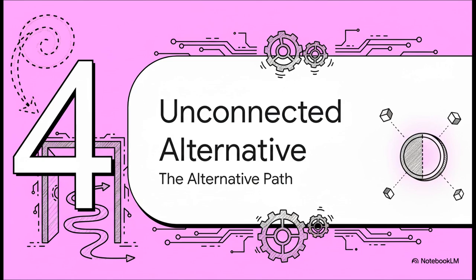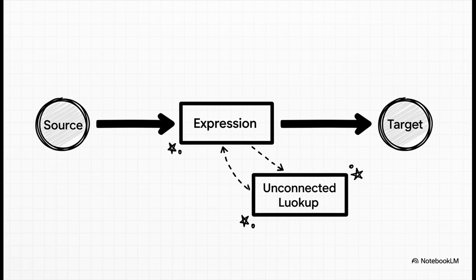Okay, so that's the whole story on connected lookups. Now let's flip the script and talk about its very different, very interesting alternative, the unconnected lookup. So remember our train line analogy? The unconnected lookup isn't a station on the main line. It's more like a little service vehicle parked off to the side. It just sits there completely separate from the data flow until you explicitly call it from an expression transformation to go fetch something for you.